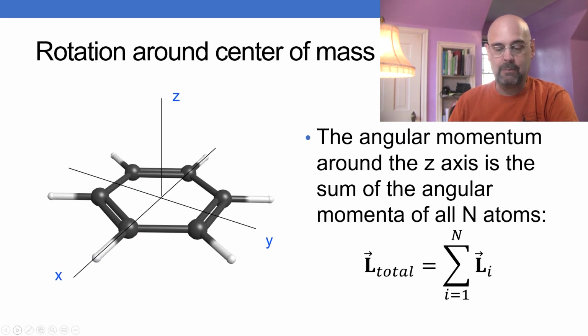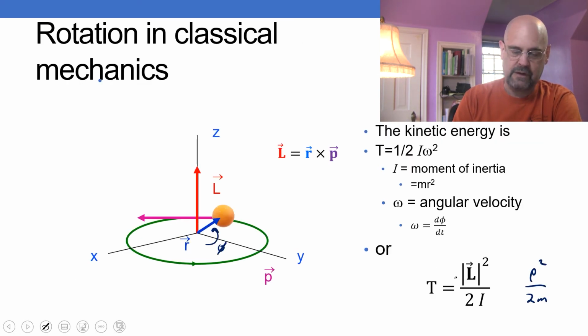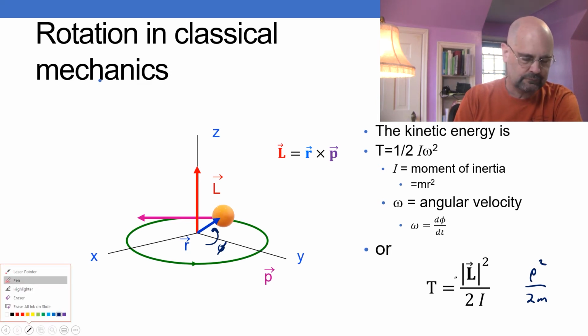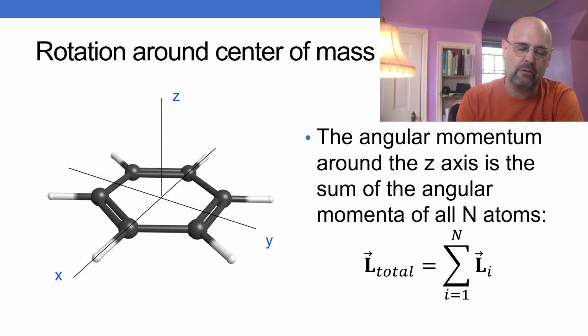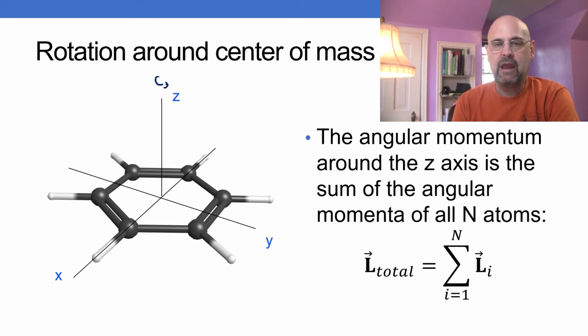Now, what if I have a more complicated object? I put together here a structure, this is the benzene molecule, of course, and put together a coordinate system. So our C3 axis is right here. And the angular momentum about the z-axis is just going to be the sum of the angular momenta of all of the n atoms. So if I'm rotating about some axis, the angular momentum about that rotation is the sum of the momenta of all of those n atoms.